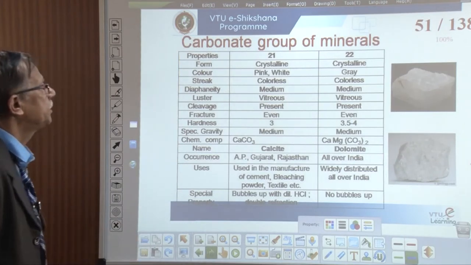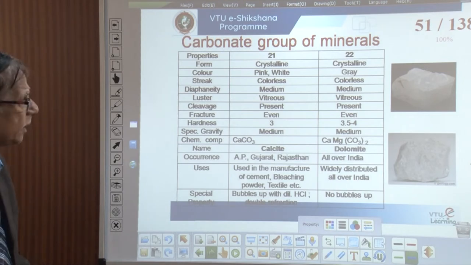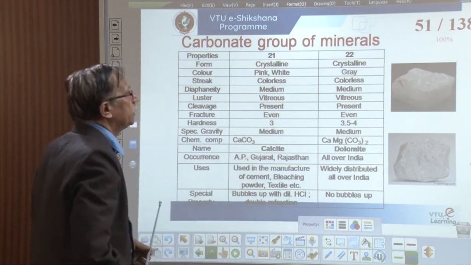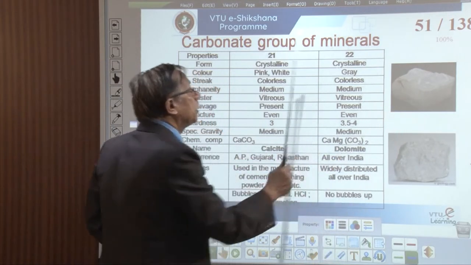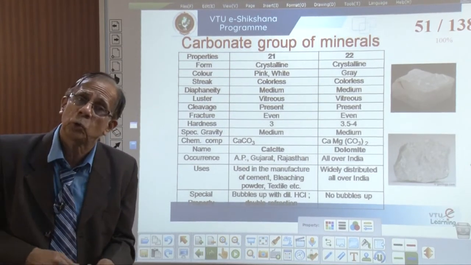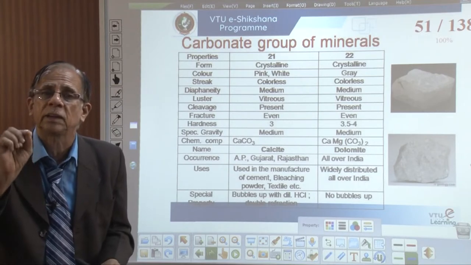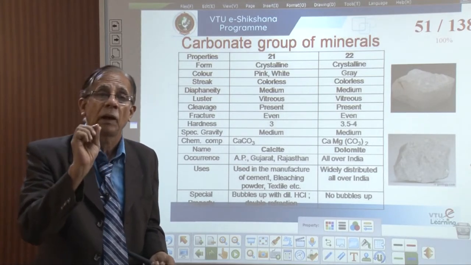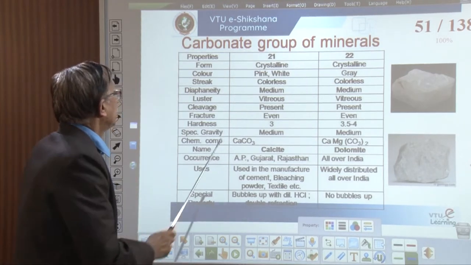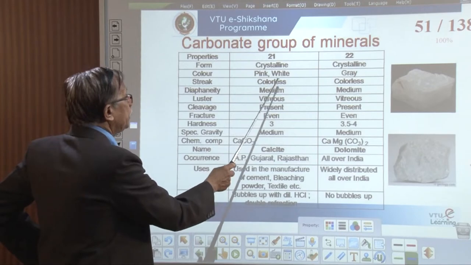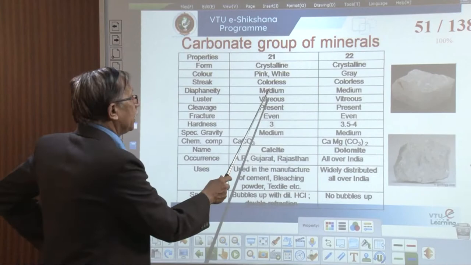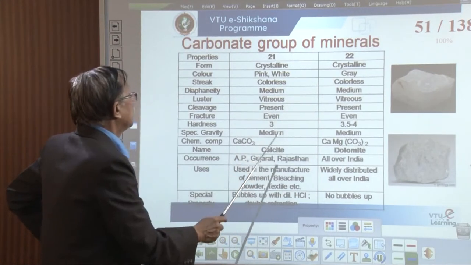Another good mineral is calcite. Calcite is crystalline. In hand specimen it looks massive, often crystalline, but under the microscope you see they are crystalline. They have a specific habit, atomic arrangement, packing. They are available in pink, white, even light yellow color, from colorless to those colors.